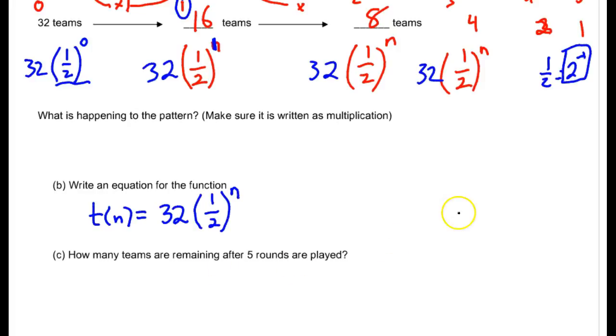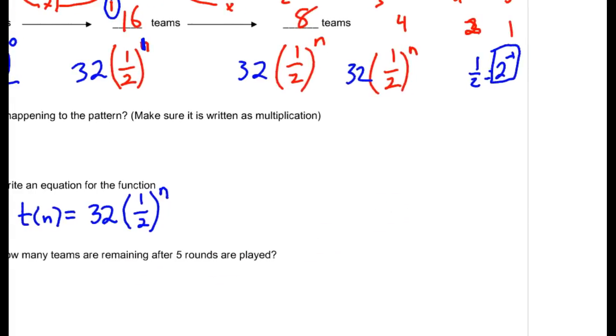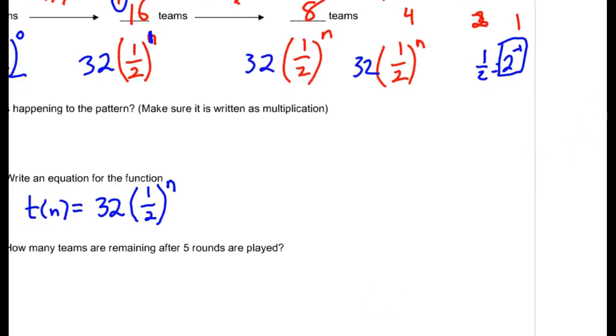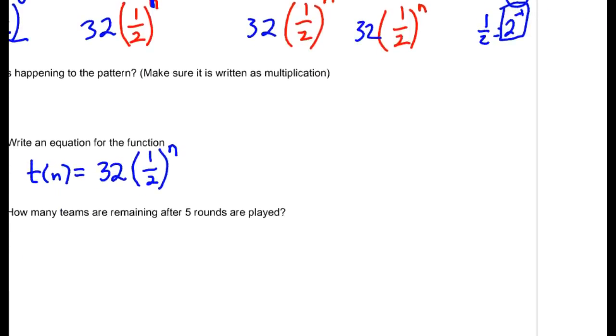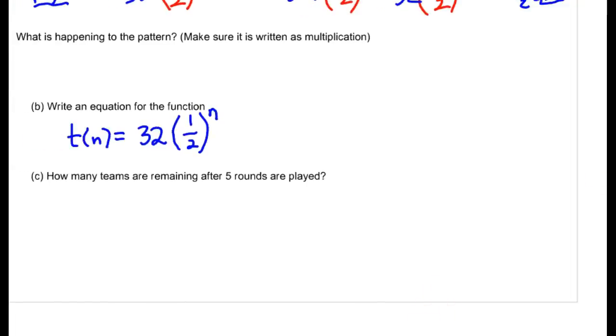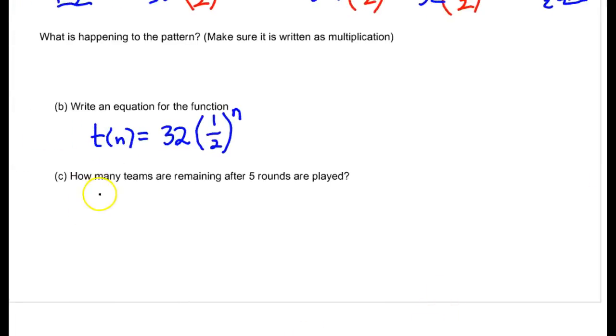And we already figured out above, just by pattern, that after the 5th round you have the champion. You have only 1 left over. So let's do that algebraically just to show it works both ways. Let's plug in 5. Make sure it works. So we'll have 32 times 1/2 to the 5th power.